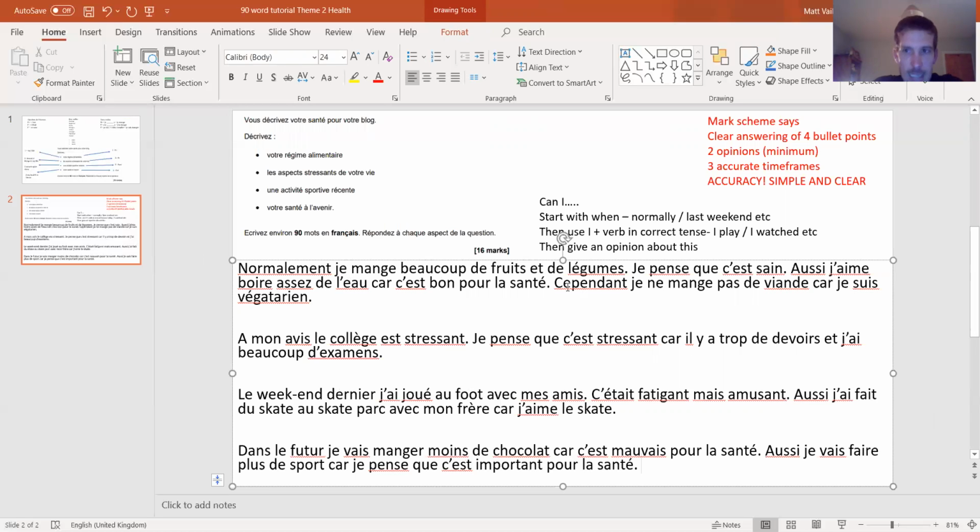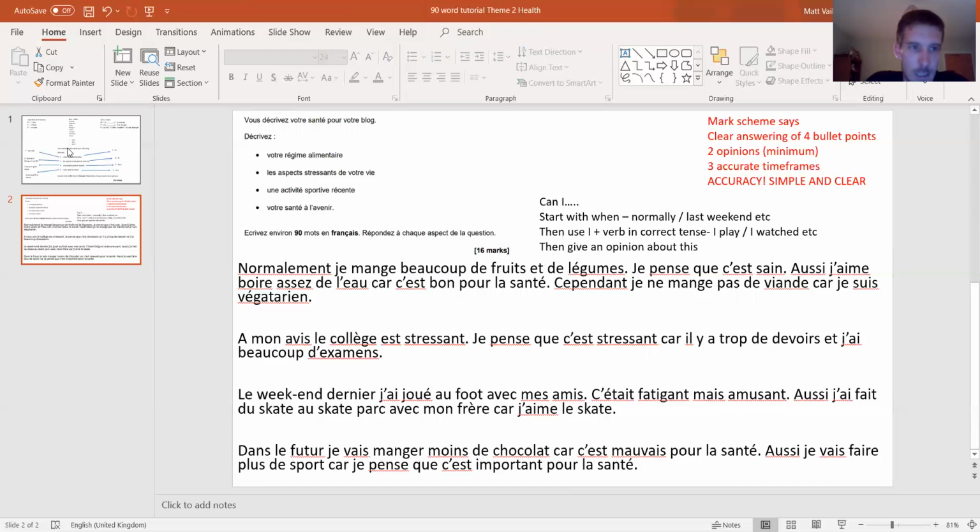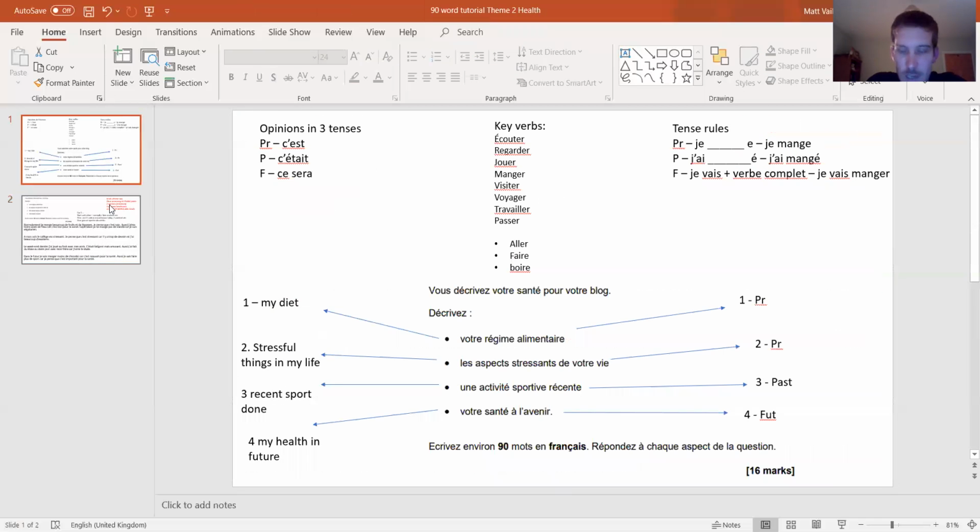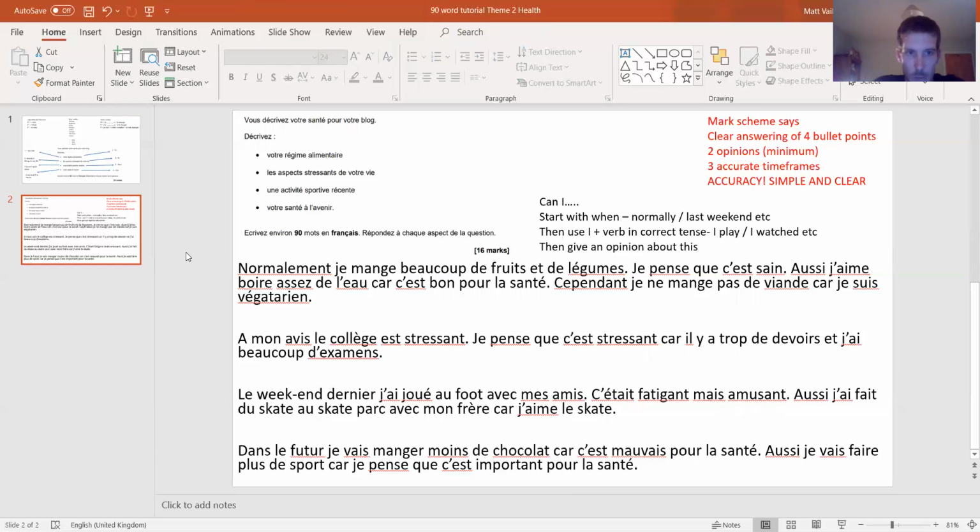Is it accurate? Yes. Is it simple? Yes. Have I used two opinions? Yes, I've used more. Have I answered all four bullet points? Yes. Have I used three tenses accurately? Present tense, past tense, one example, two examples, three examples, future tense, two examples. Sorted. 16 out of 16, all done. So that is effectively a written piece of 90 words for theme 2 on health.